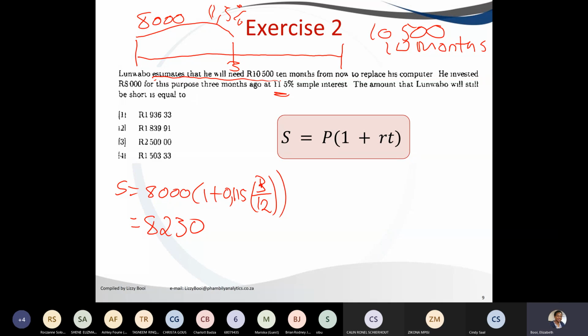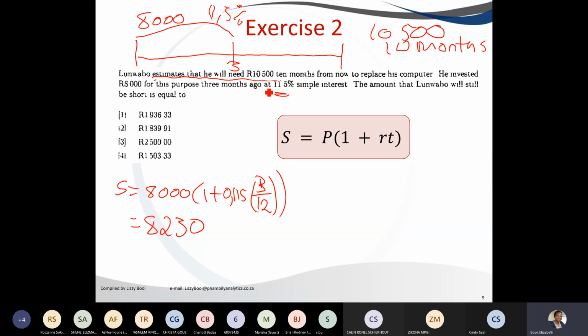10 months from now. So now it's 3 months ago. 10 months from 3 months ago is how much? 10 months from 3 months will be 13 months, so you can use the 13 as well.